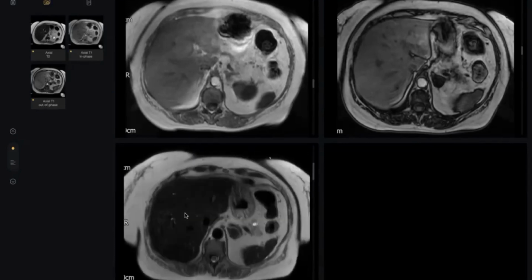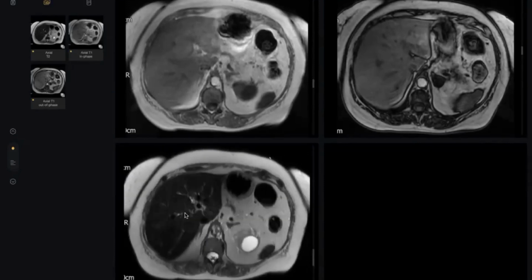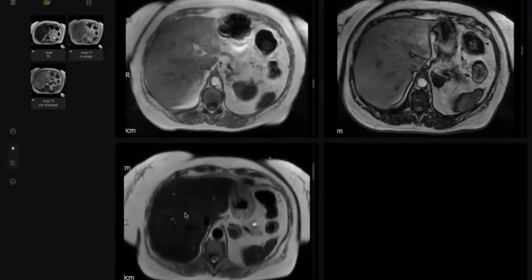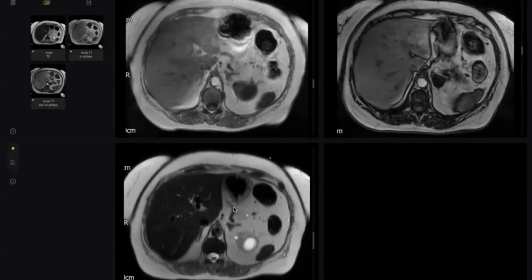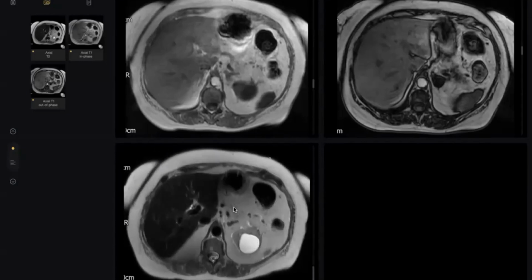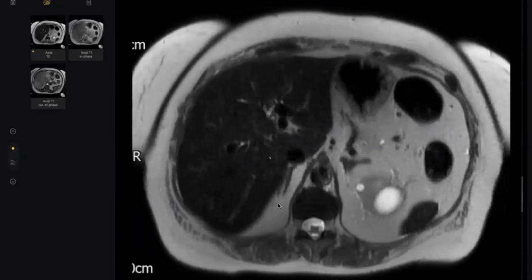Okay, this one. What is this? Okay, so this will be in phase. Okay. Look again. This is in phase. This is out of phase. What is this? Look at the CSF on this one. Yes, this is T2. Excellent. Let's concentrate here. What happened?